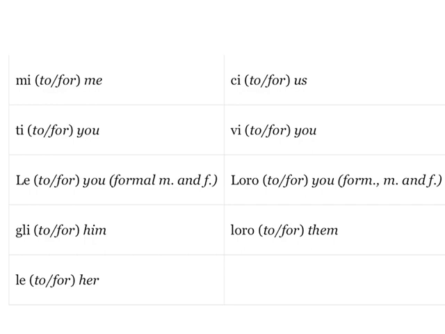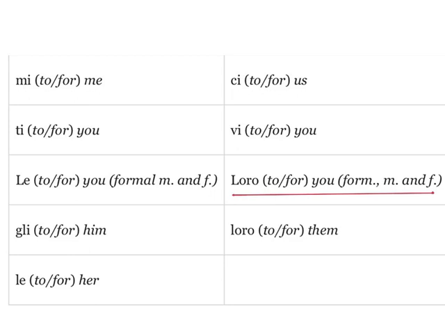So let's see here all of them together. So mi means to me, for me, ti, to you, for you, le, formal, male and female both, to you, for you. Gli, to him, le, to her, ci, to us, vi, to you, plural. Loro is used in extremely formal speech, so you might not use it, because in normal conversational language you do not use it. And then loro, it is to them, for them. Luckily they sound exactly the same, it's just the spelling that is different.